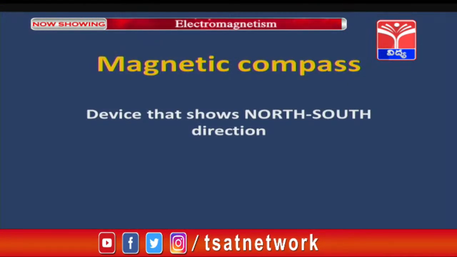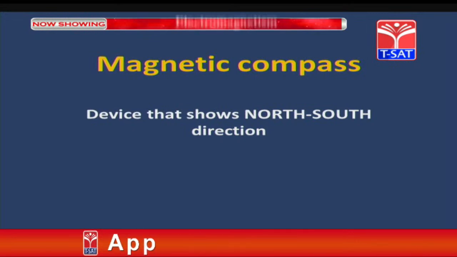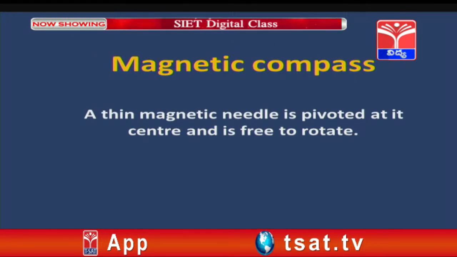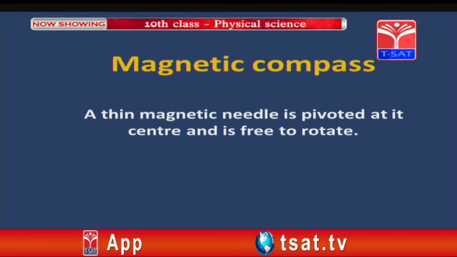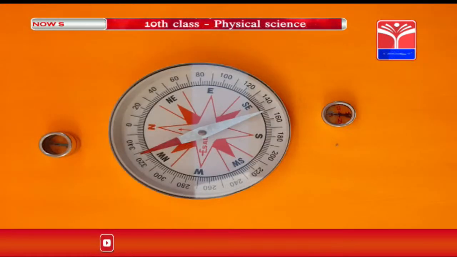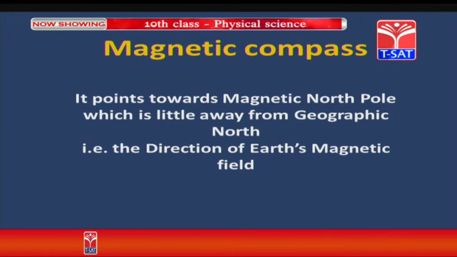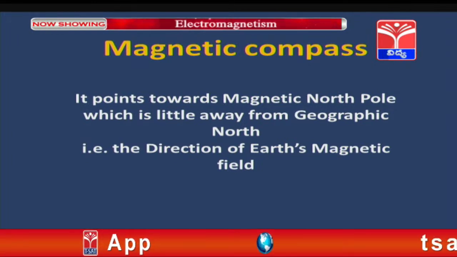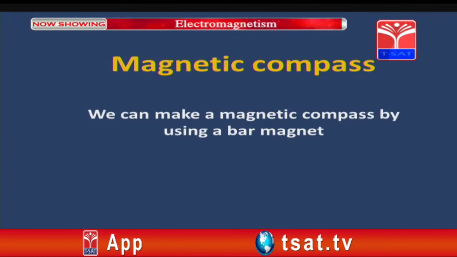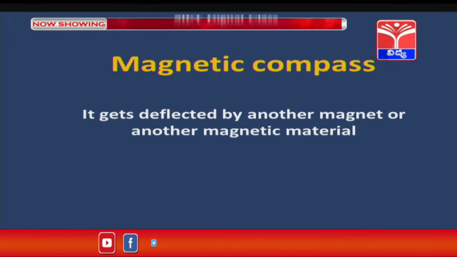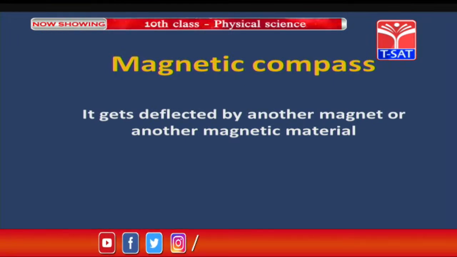Let us see what a magnetic compass is. A magnetic compass is a device that shows north-south direction. A thin magnetic needle is pivoted at its center and it is free to rotate. Here is a magnetic compass. We have magnetic compasses in mobile phones too. It always points towards the magnetic north pole, which is a little away from geographic north, that is the direction of Earth's magnetic field. We can also make a magnetic compass by using a bar magnet. It gets deflected by another magnet or another magnetic material.